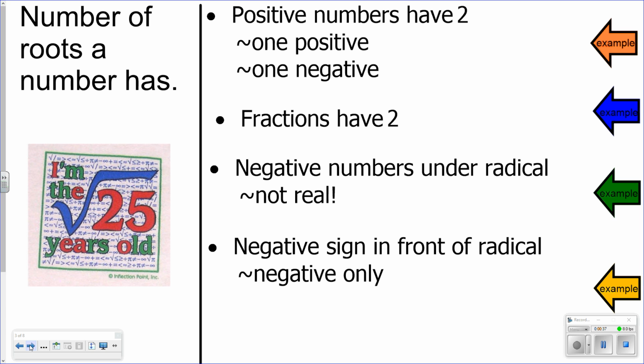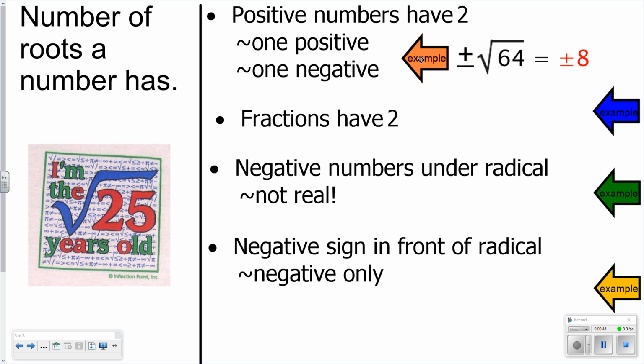So how many roots does a number have? Well, a positive number always has 2. So for example, the square root of 64 has a negative and positive. That's positive and negative 8, because 8 times 8 is 64, and negative 8 times negative 8 is also 64.